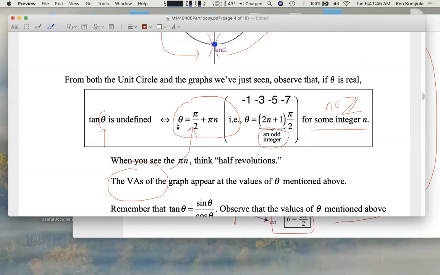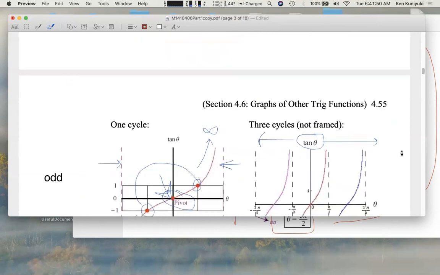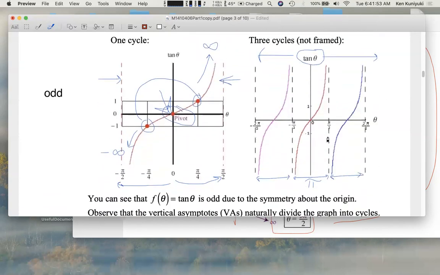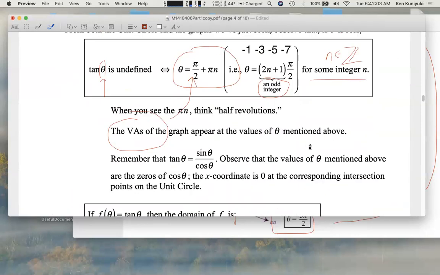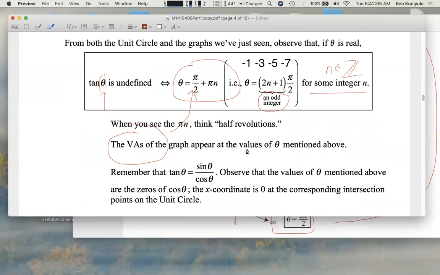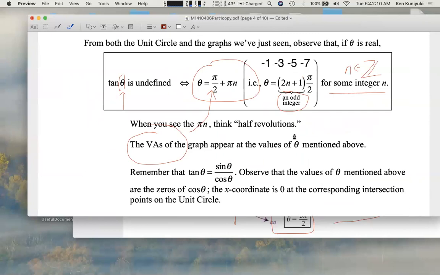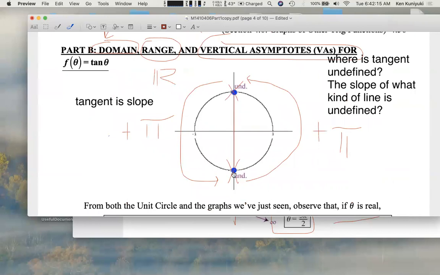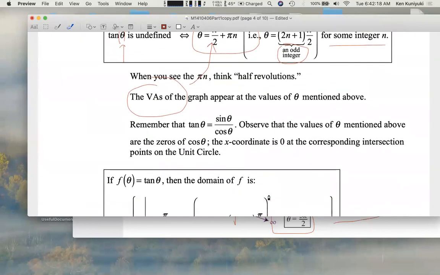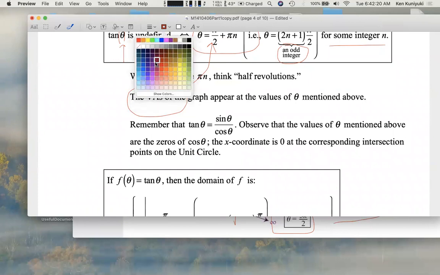Every vertical line of the form theta equals pi over 2 plus pi n. Where are the problem values? At theta equals 1 pi over 2, 3 pi over 2, and so forth. Theta equals negative 1 pi over 2, negative 3 pi over 2, and so forth. So these will give us all the VAs for the graph of y equals tangent of theta. Another way of seeing that, not only are these the places where tangent or slope is undefined, at the North Pole and the South Pole, there's another way of looking at this in blue.